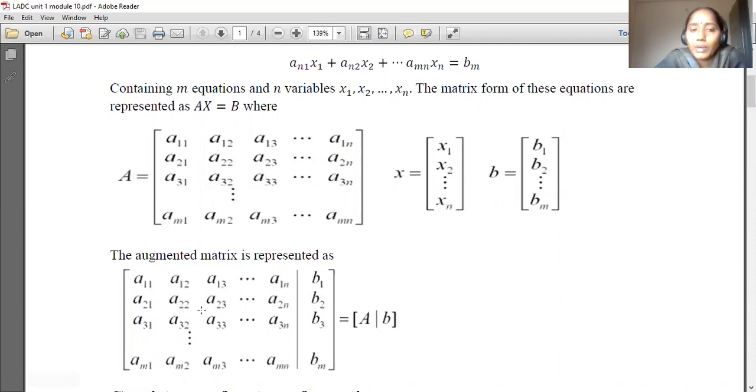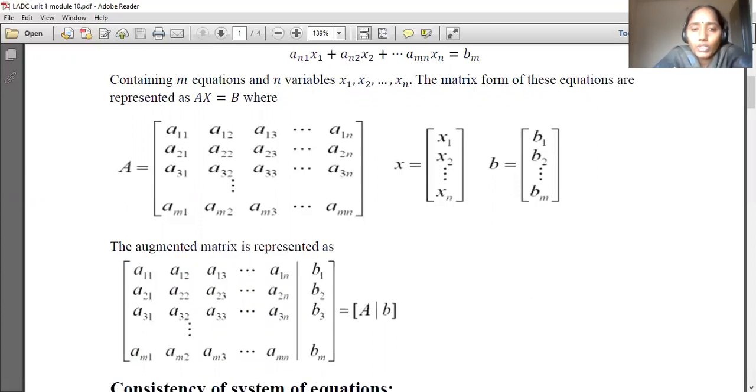That means this is separated from the first n columns, which are represented as the matrix A. And including the last column, it is represented as the augmented matrix. Based on the rank of A and the rank of this augmented matrix, we decide what type of solution exists for the non-homogeneous system of equations.